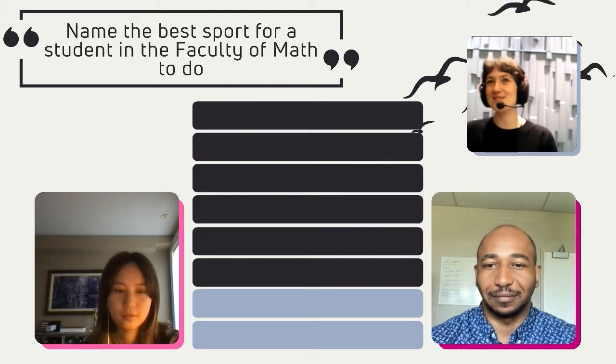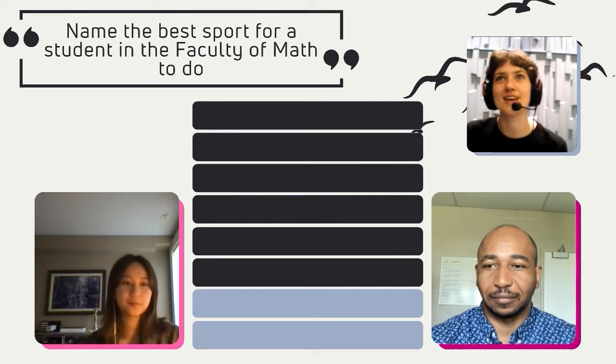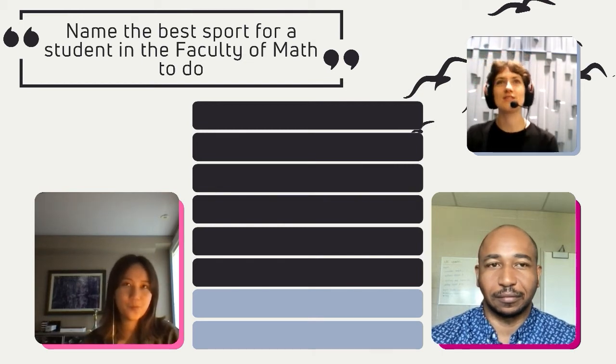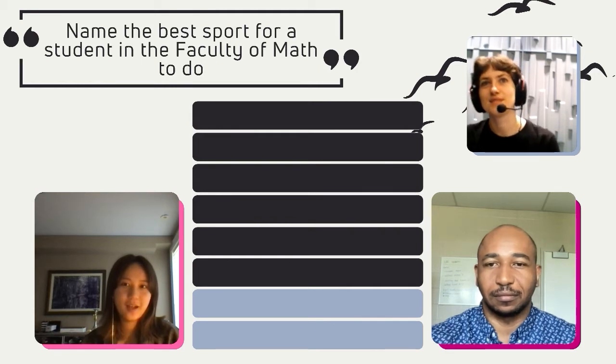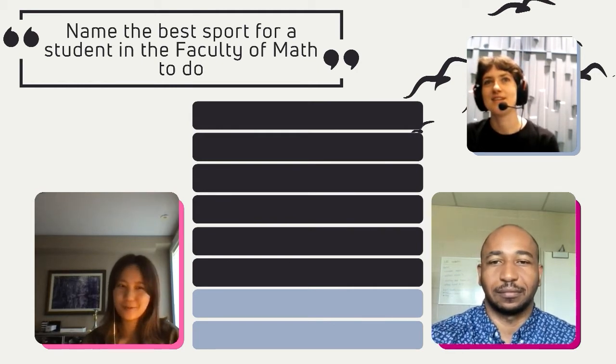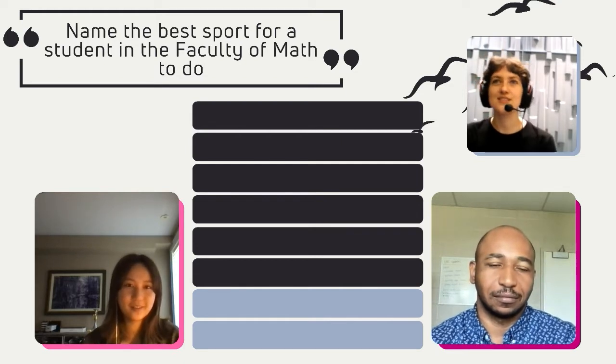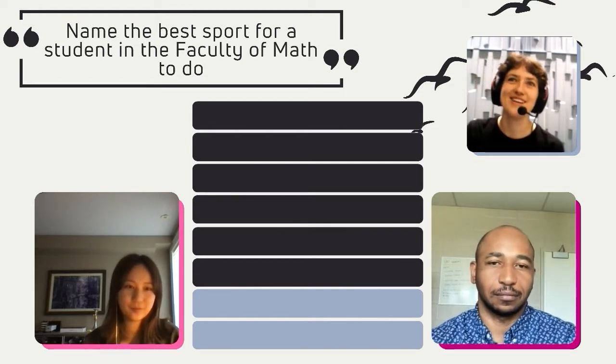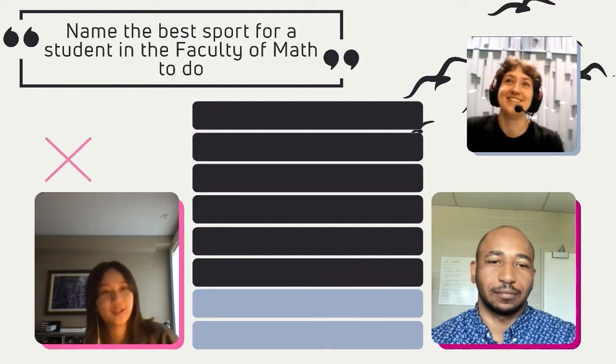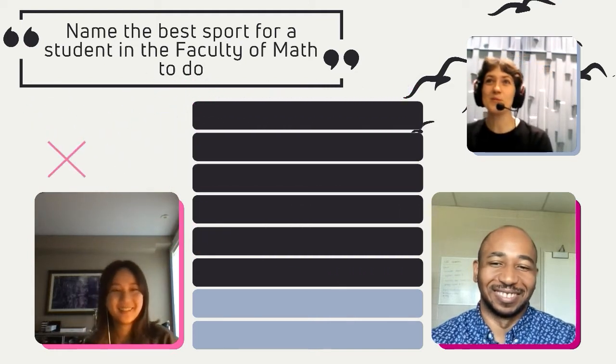The students every time are just that little bit faster. Okay, Lucy, what do you think is the best sport that a student in the Faculty of Mathematics should do? I would say ultimate frisbee. That one's really popular around school. Yeah, that's definitely... Let's see if it's on the board. No.